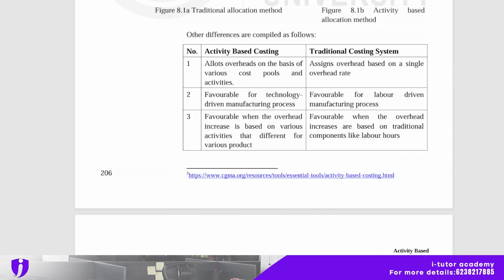And activity based costing allows overhead on the basis of various cost pools and activities, and the traditional costing system assigns overhead based on a single overhead rate. Activity based costing is favorable for technology driven manufacturing processes, and it is favorable when the overhead increases are based on various activities that differ for various products. Traditional costing system is favorable for labor driven manufacturing processes, and also when the overhead increases are based on traditional components like labor hours.